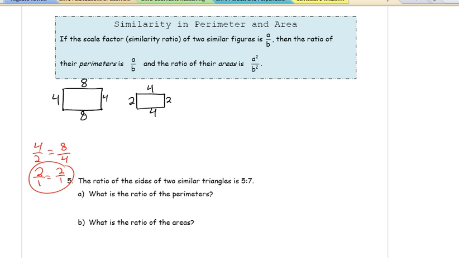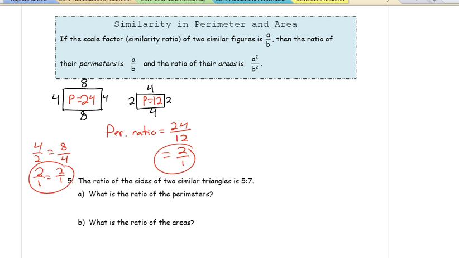Let's look at the perimeters now. Well, the perimeter of this one, you guys can add that up real quick. So we have 8 plus 8 is 16, plus 4 plus 4, that's going to be 24. Over here we have 4 plus 4 is 8, plus 2 plus 2 is 12. So your perimeter ratio is 24 over 12, which is equal to 2 over 1. So the ratios of the perimeters match the ratios of the sides.